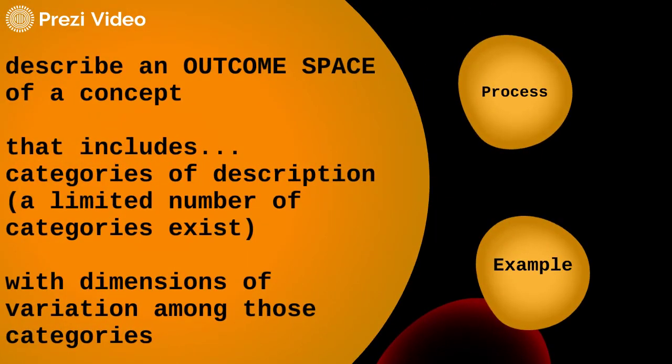So what is it that we are working towards when we do phenomenography? The intent is to describe what is called an outcome space. And that outcome space includes a couple of things. Most importantly, are these categories of description. And just as in my reference to Piagetian theory, the idea is that there are a limited number of categories of description. And then in addition to look at dimensions of variation among and within those categories.